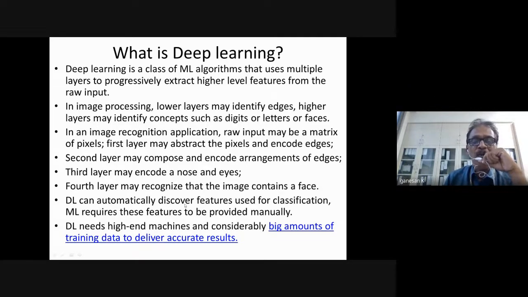So DL can automatically discover features which are used for classification, whereas ML requires the features to be provided. This is a major difference. When you are working on machine learning techniques, you may be using something called a handcrafted algorithm. That means you need to manually do certain things, and then you can ask your system to find out and so on. Whereas when you use most deep learning techniques, even the extraction of these features is automatic. You get more and more automation in the case of deep learning.